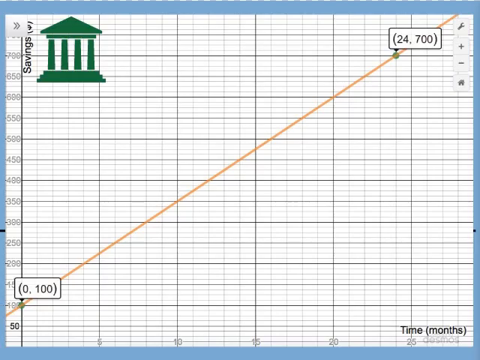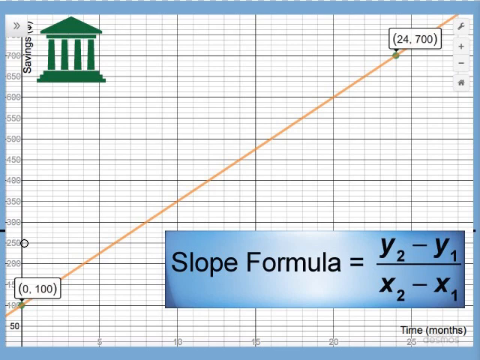We identify two coordinates, 0, 100, and 24, 700. The first coordinate is the amount of money at the start, $100. The second coordinate shows that after 24 months, the total amount has been $700. Let's use the slope formula to find the rate. Let's designate these coordinates as x1 and y1. And let's designate these coordinates as x2 and y2.